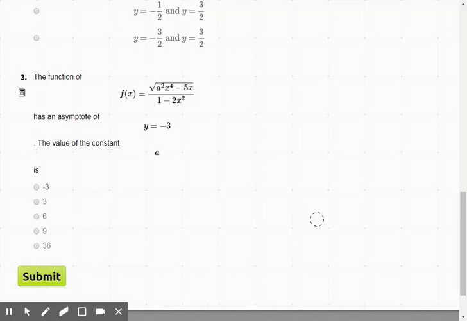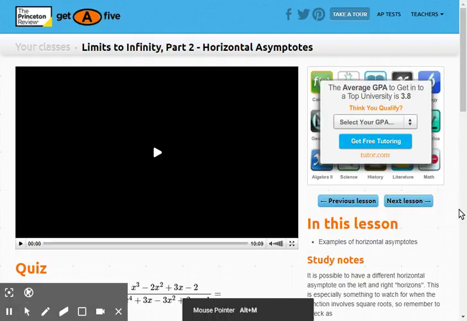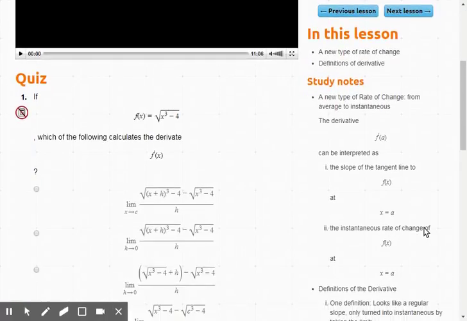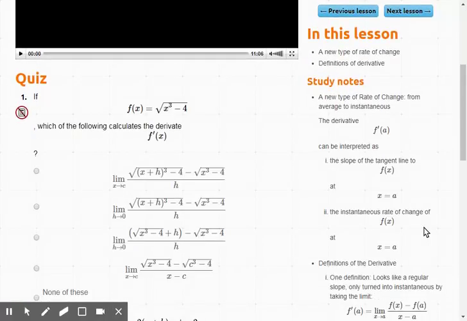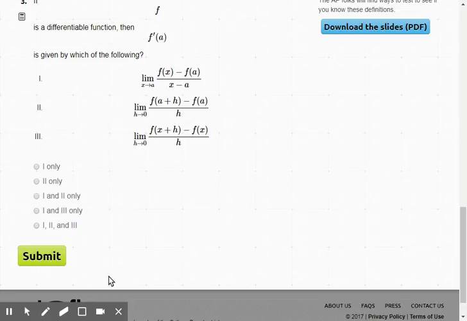In addition to this, we were also supposed to look at the concept of the derivative, so we'll go there next. Okay, and actually, I don't want you to do this one yet, so never mind.